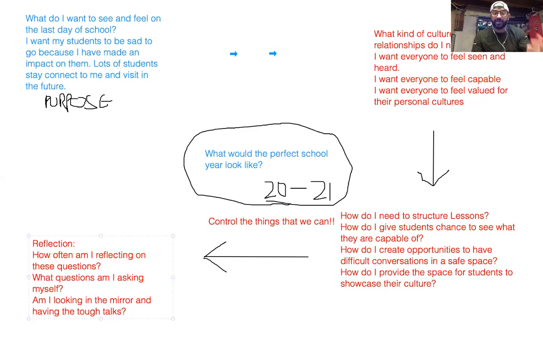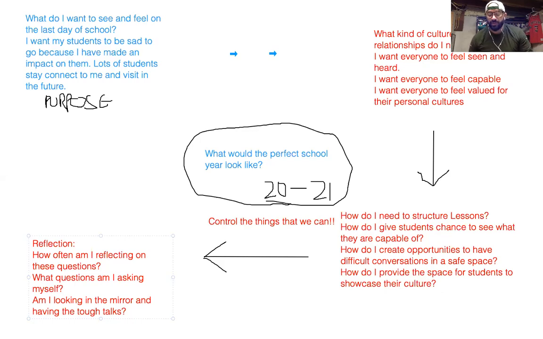I need to be asking myself this question. So how often do I need to reflect? I should be reflecting every day. I should look every day at what I've done and think about these questions. Did I provide you a safe space? Did I allow you to show your culture? Am I making you feel valued? These are the things I'm asking myself. Those are those questions. But the last part, and this is where I'm going to kind of end on this, is, am I looking in the mirror and having the tough talk?